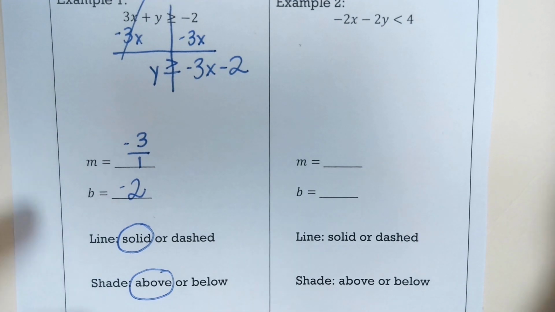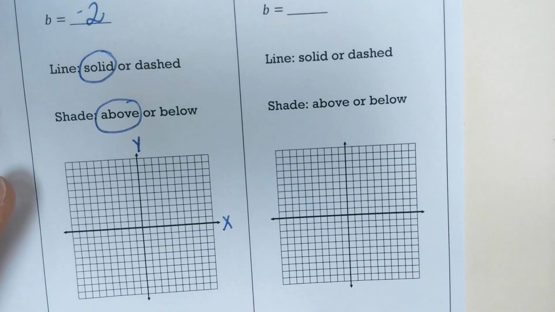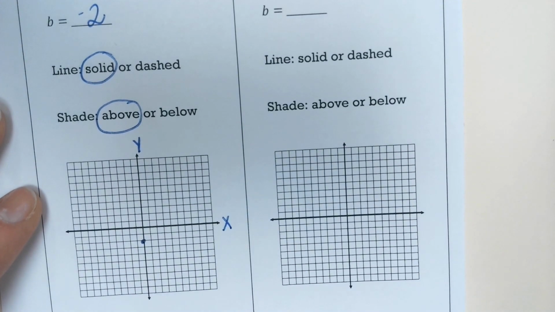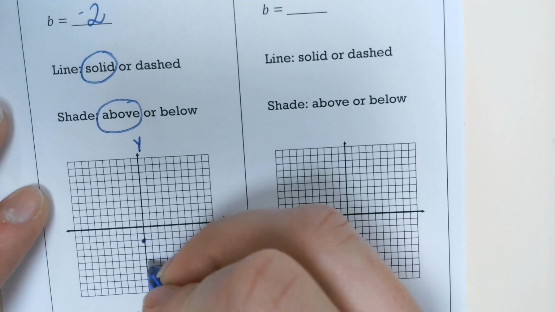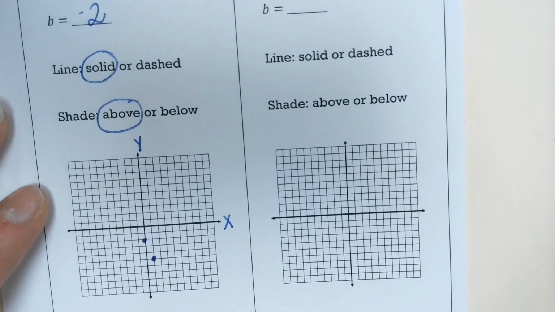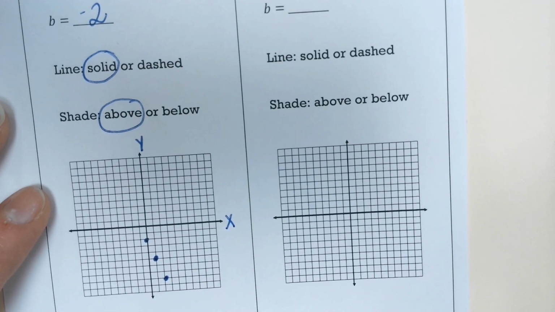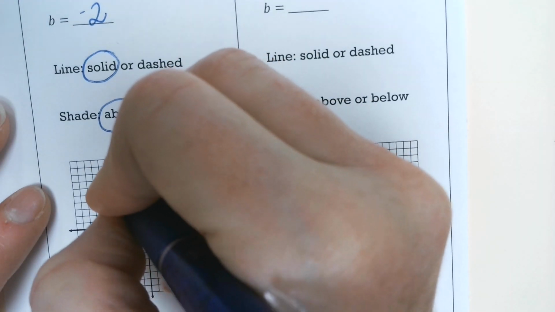So let's go ahead and do that. I'm going to label my x and y axis. We're going to go ahead and graph it. Make sure you're with me. Go down to negative 2 for your y-intercept. And then it's a slope of negative 3 over 1. So go down 1, 2, 3, right 1. And find all your pretty points. And do the complete opposite. Down 3, right 1 would be up 3, left 1. Up 3, left 1.